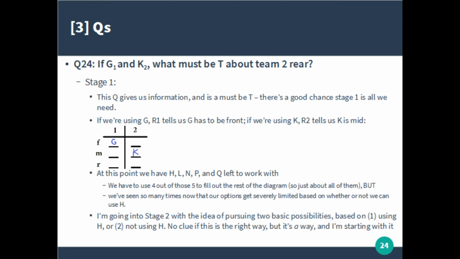If we're using G, Rule 1 tells us that G also has to be in front position, so we'd put G in front position of Team 1. And then if we're using K on Team 2, Rule 2 tells us that anytime K shows up, K is in the middle position, so we'd put K in the middle position of Team 2. So now we have 4 blanks, and at this point we have H, L, N, P, and Q left to work with after having used G and K. And so my brain is kind of going to the point where we have to end up using 4 out of those 5 to fill out the rest of the diagram. So just about all of them.